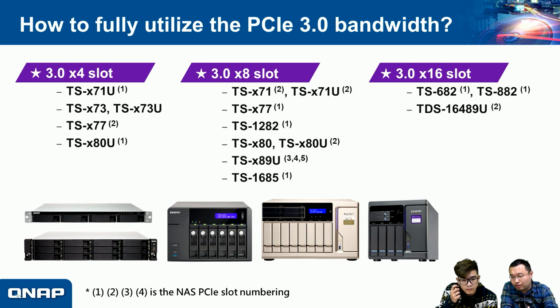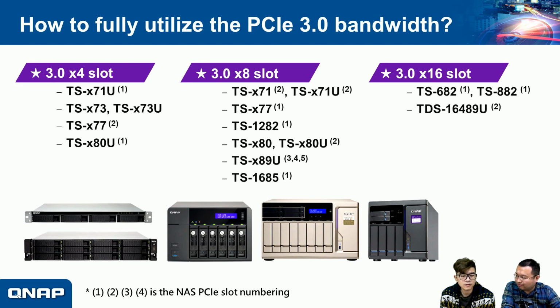If you are one of those lucky owners, like what do I have here? The 71U, the 73, especially the 73 series and the 77, 71 series, they all have a very fast PCIe Gen 3 slot. So Gen 3 by 4, Gen 3 by 8, and even by 16. Those are very fast models. Then how can you take advantage of those very high bandwidth and then increase your NAS performance?